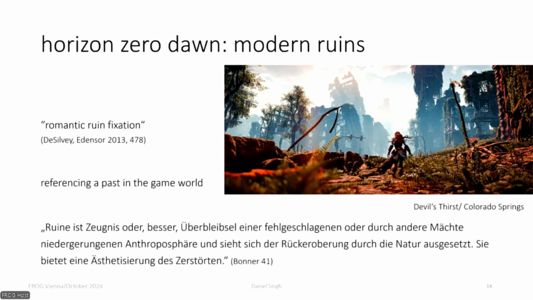So we have the city that has the beautiful name Devil's Thirst in the game, or the place. It's not a city anymore because no people are living there anymore, which is based on the city of Colorado Springs, which I also mentioned at the beginning. And what these ruins basically do is that they're referencing a past in the game world. So there was something before what is happening now. And as Mark Bonner writes, the ruin is basically a remnant of a failed or somehow defeated anthroposphere and is now reconquered by nature. And we have an incredibly strong aestheticization of something that has been destroyed.